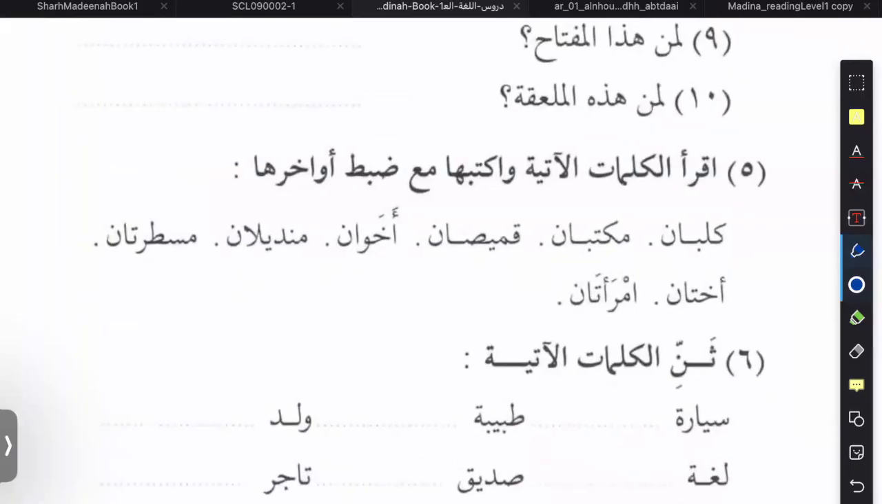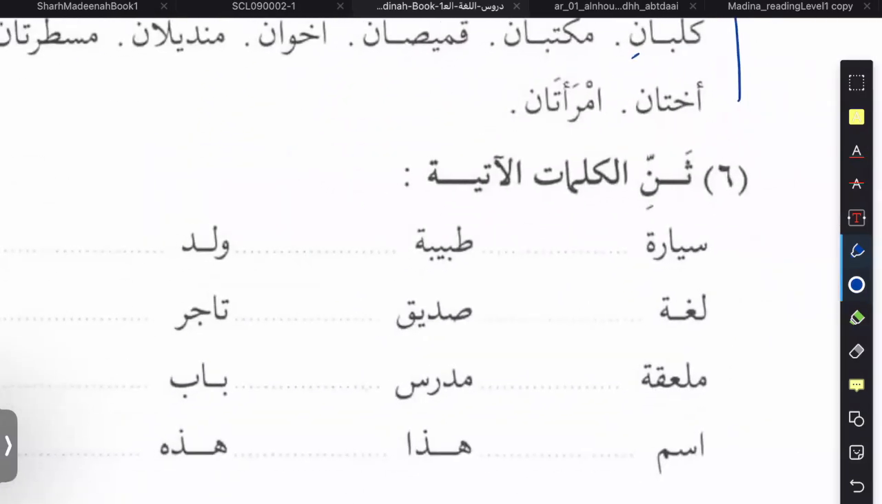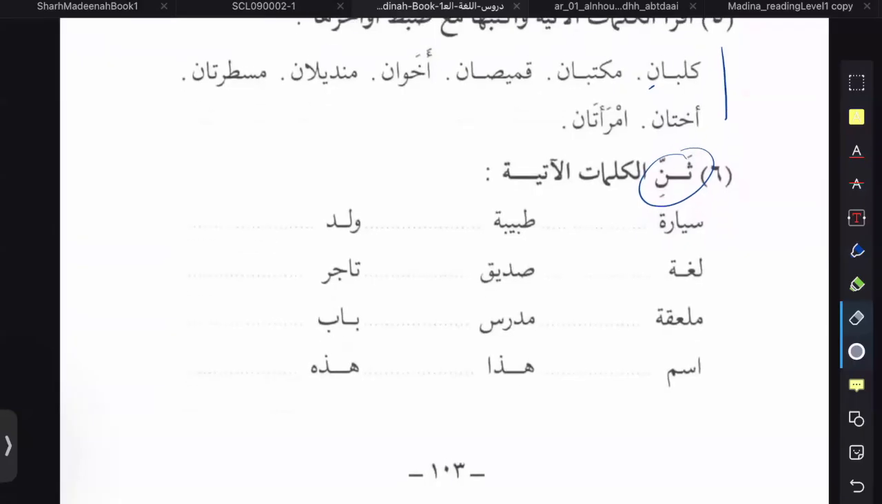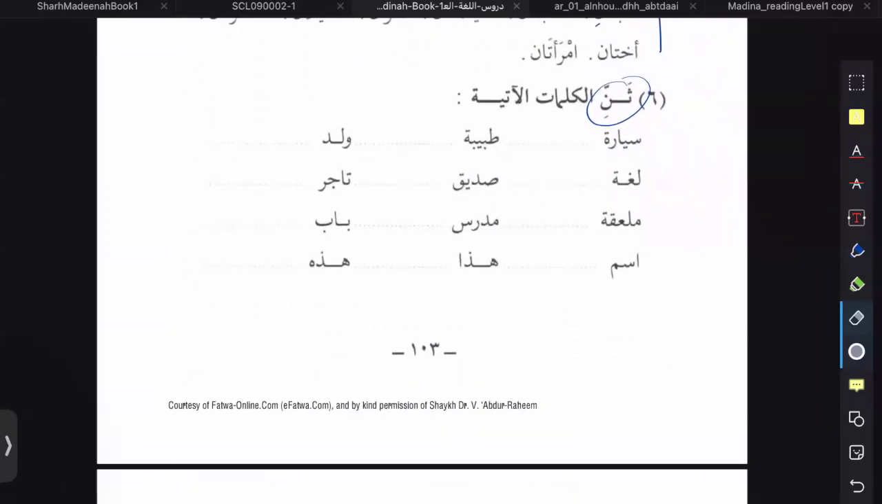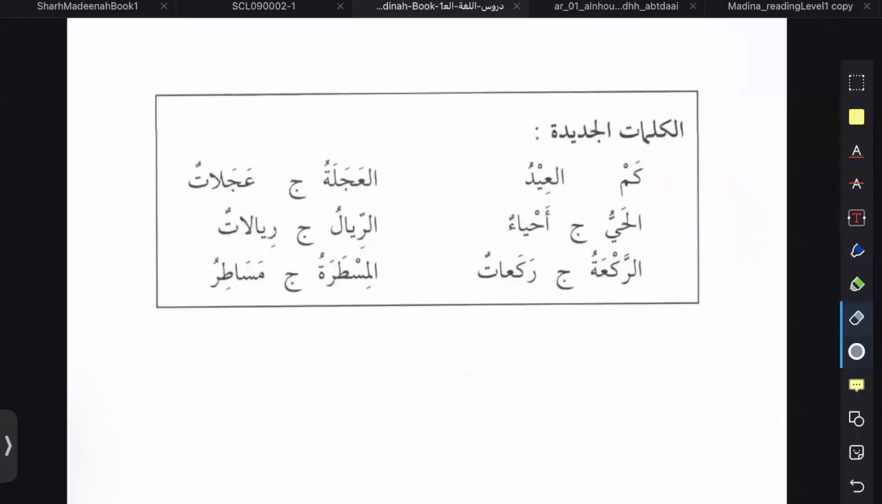Here he wants you to write them and put the haraka, because the ending is important. Kalbani, maktabani, qamisani. So you say thanni, that means to make it muthanna. Al-kalimat al-atiya. Very simple things: you just add alif and noon with kasra. And here are your new vocabs.